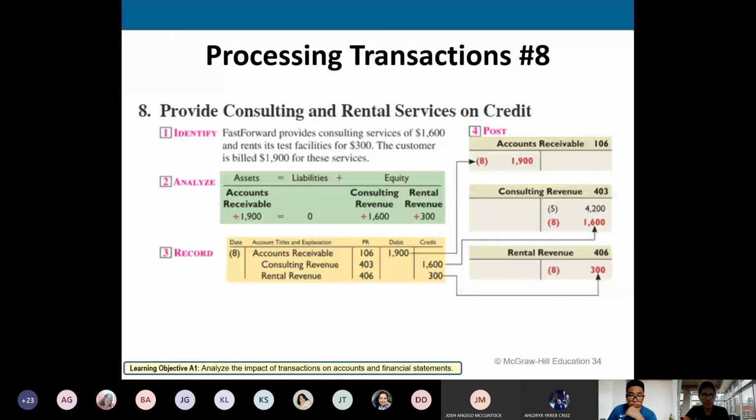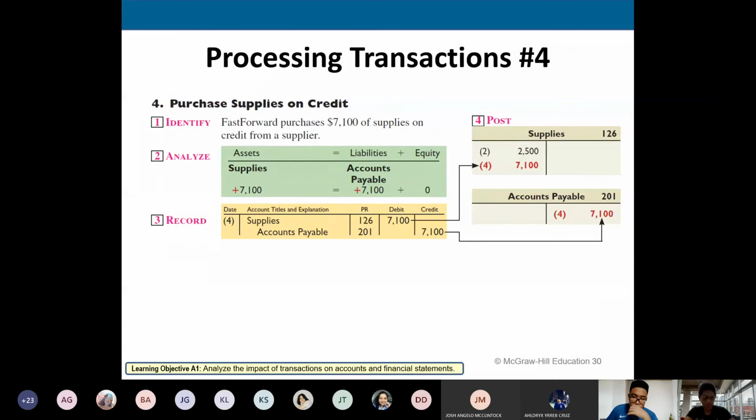Partial payment of accounts payable. Magkano yung accounts payable natin kanina? Balikan natin yung transaction 4. Yung accounts payable natin kanina, tama? Purchase supplies on credit. Tama ba? Magkano? 7.1. Do you still remember? Okay. So, dito, meron tayong accounts payable na outstanding balance na 7.1. Tama ba?